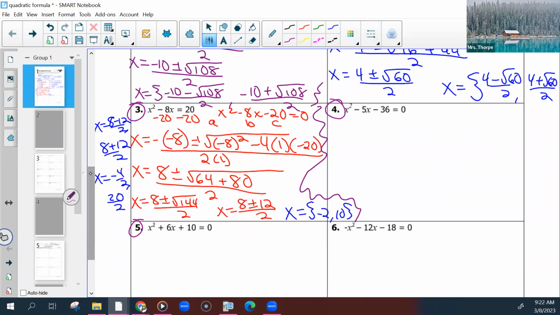Alright, so number 4, let's do the same thing. This is equal to 0, so we don't have to do anything except label. So we have x equals -b, but it's already negative, plus or minus the square root of b squared, keep that in parentheses, minus 4 times a times c. Notice I'm saying the formula and not what the actual things are, so that you get in the mindset of knowing what those things are.